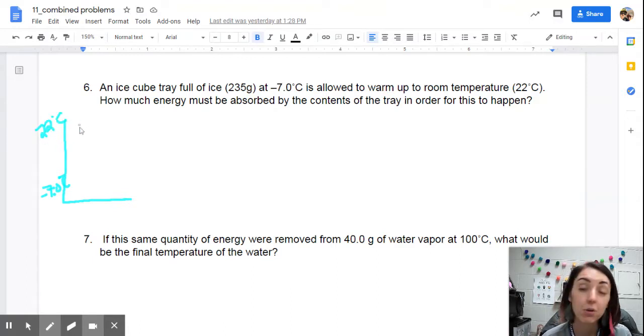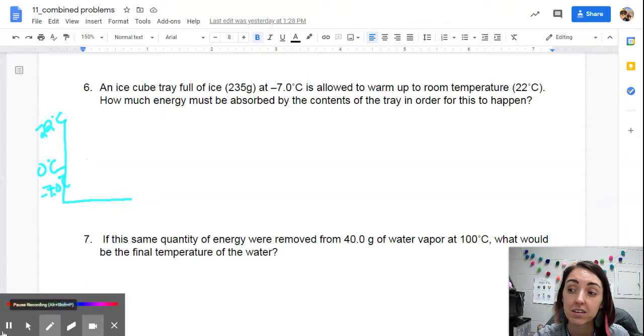Now I want you to add one more number here. Remember I told you about how water plateaus at 0 and 100? Well, somewhere between -7 and 22, it hits 0. So I want you to add in 0 there because that's an important number for water. So pause the video and take a second to draw this in.